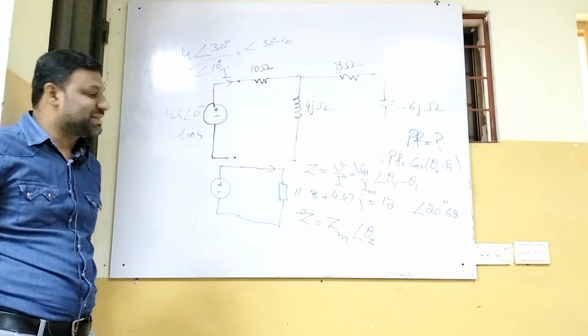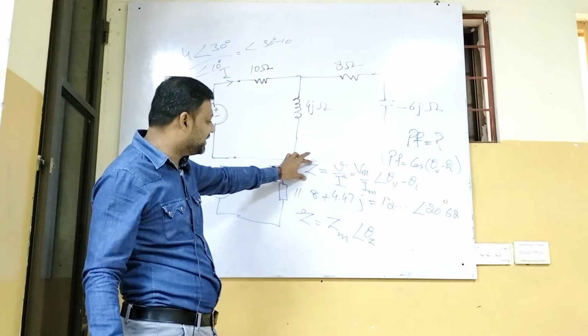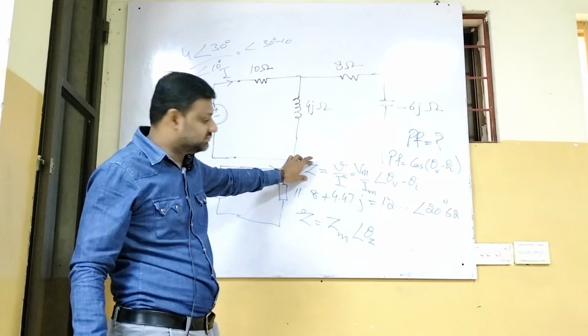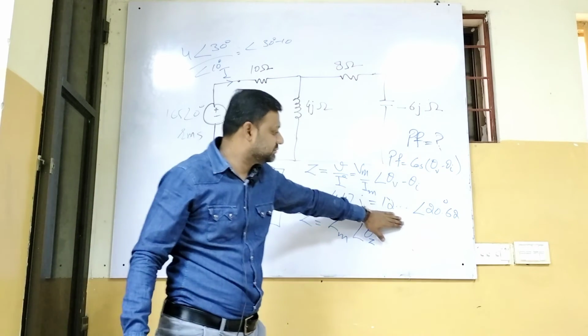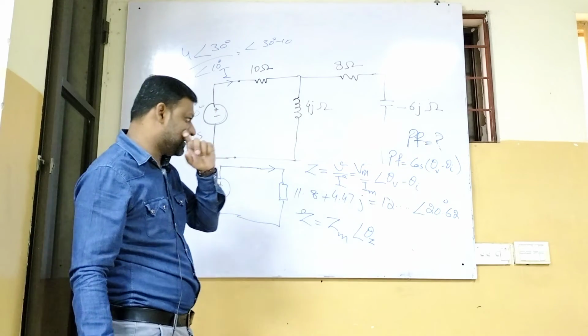तो कुछ ऐसी सिचुएशन यहाँ पर भी आएगी, इम्पीडेंस जो है वो गिवन है, और पावर फैक्टर जो है वो निकालना है। कैसे निकालेंगे?